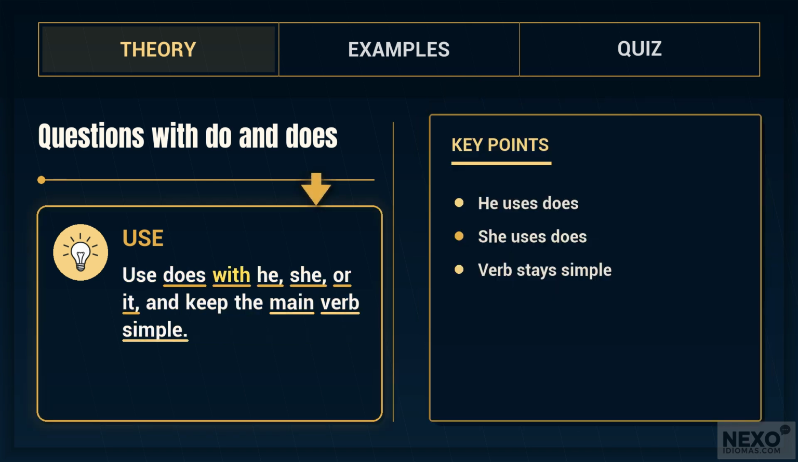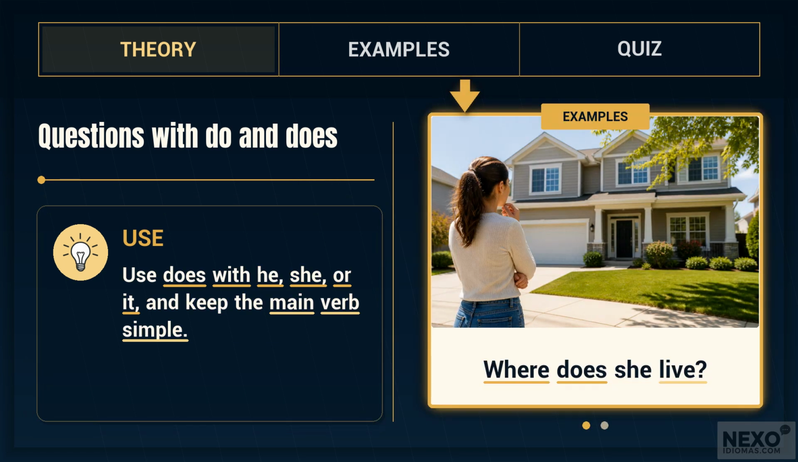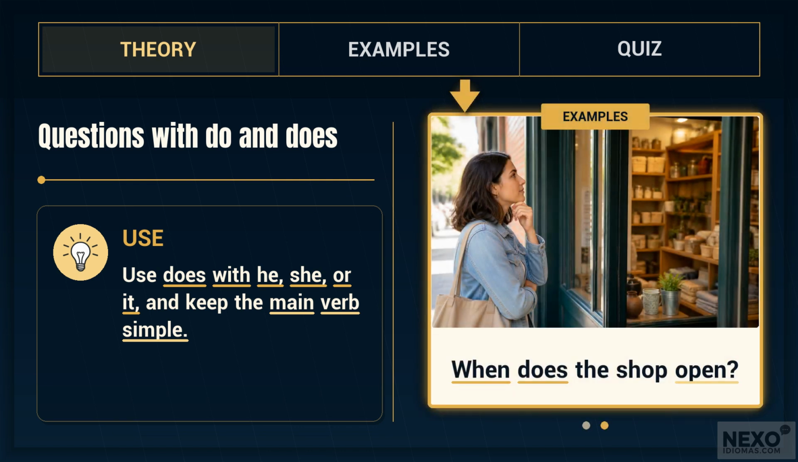Use does with he, she, or it, and keep the main verbs simple. Example. Where does she live? Example. When does the shop open?